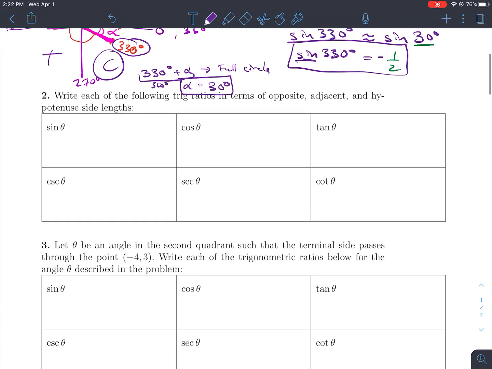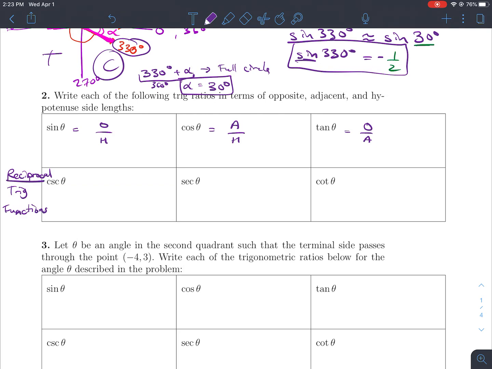All right. Write each of the following trig ratios in terms of their opposite, adjacent, and hypotenuse side lengths. So sine of theta is opposite over hypotenuse. Cosine is adjacent over hypotenuse. Tangent is opposite over adjacent. So, SOH CAH TOA. Cool. Now, we learned last time there are these other trig functions, and these are all reciprocals. So they're called the reciprocal trig functions.